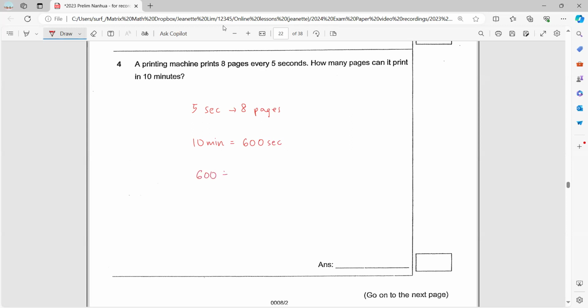So 600 divided by 5, which is 120 groups. 120 groups of 8 pages. 120 times 8, which is 960. So answer 960 pages.